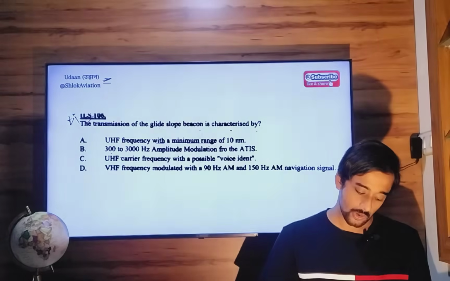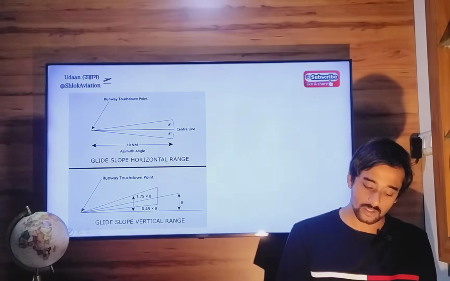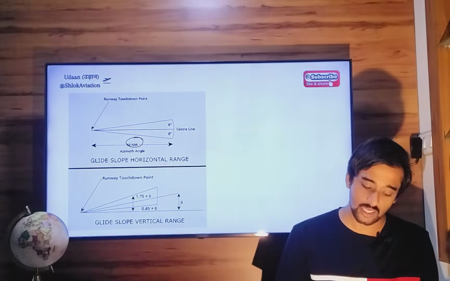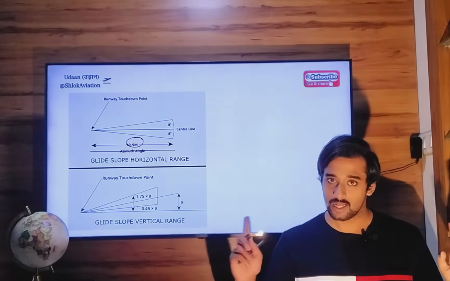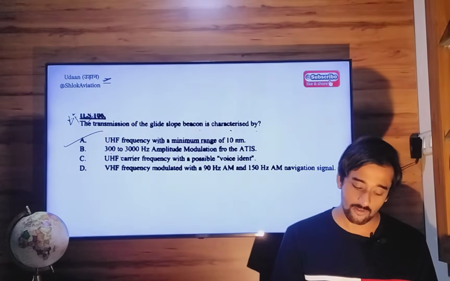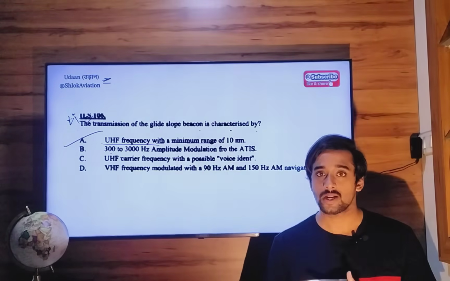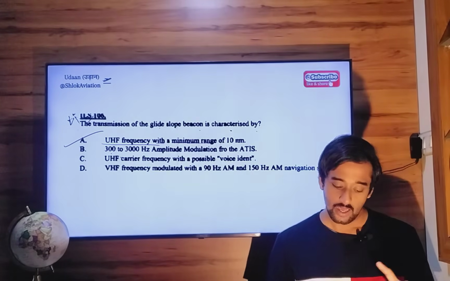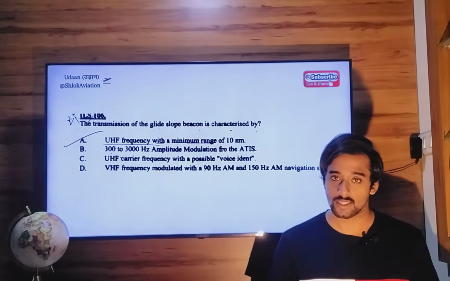So here the glide slope horizontal range is 10 nautical miles. Remember, maximum range is 10 miles, 8 degrees either side of the center line. So the correct answer here is option alpha. The glide slope transmitter operates in the UHF band, 328 MHz to 335 MHz, and the range is 10 nautical miles.